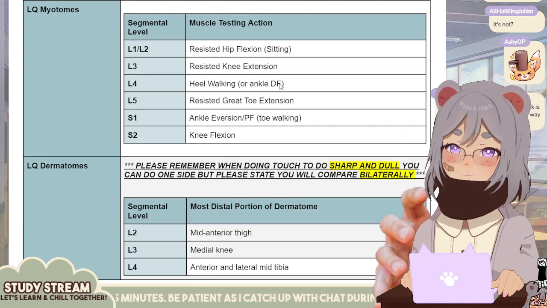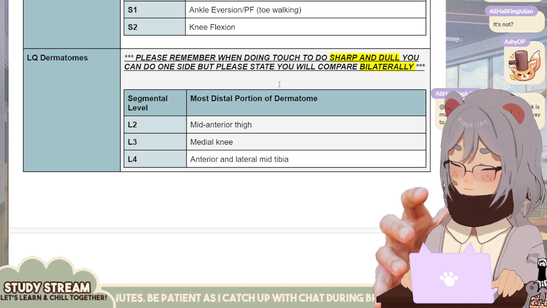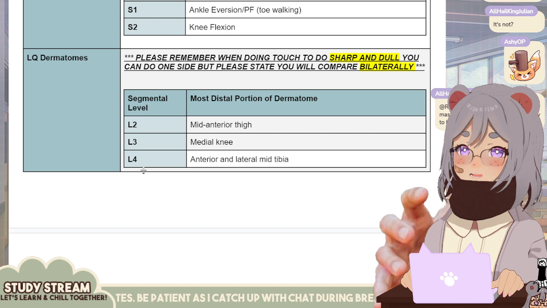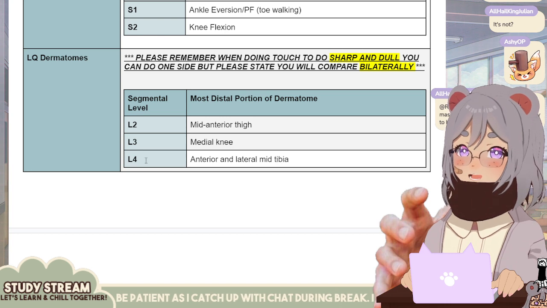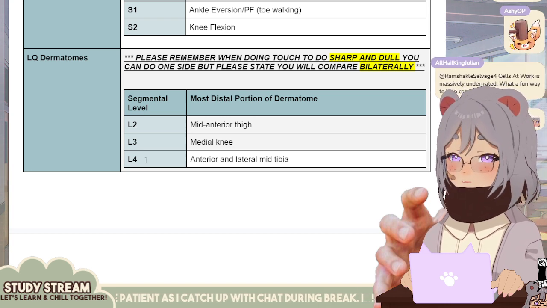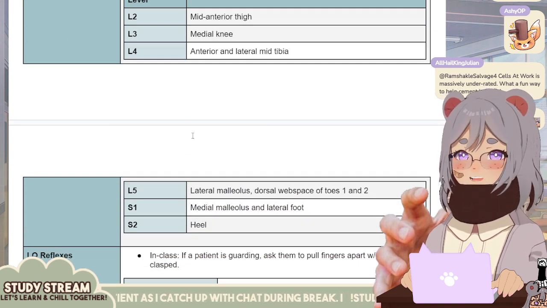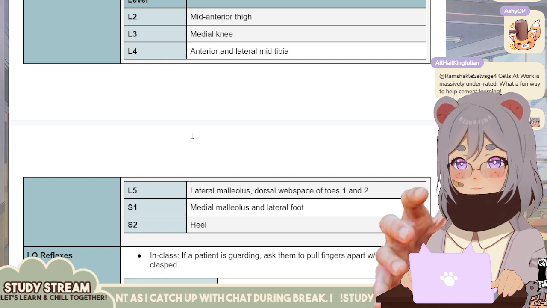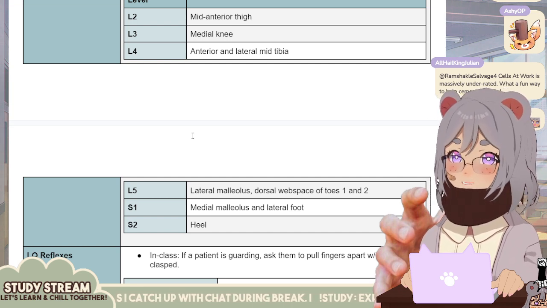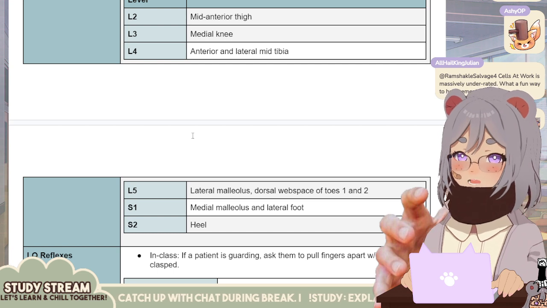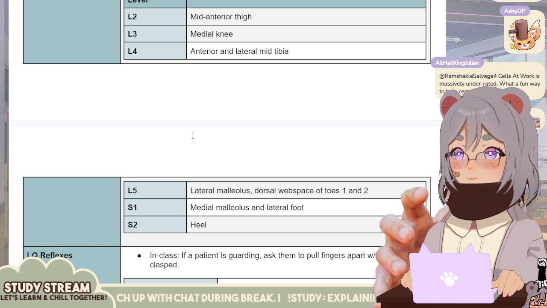But yeah. Dermatomes though, the sensation. So L2 is going to be the middle anterior thigh. L3 is going to be medial knee. I wish I could show you, but just believe me when I say this. L4 is going to be lateral anterior mid tibia. L5 is going to be lateral malleolus, which is your ankle, the bony prominence off to the side. S1 is going to be medial malleolus and the lateral foot. And then S1 is also going to be your heel.